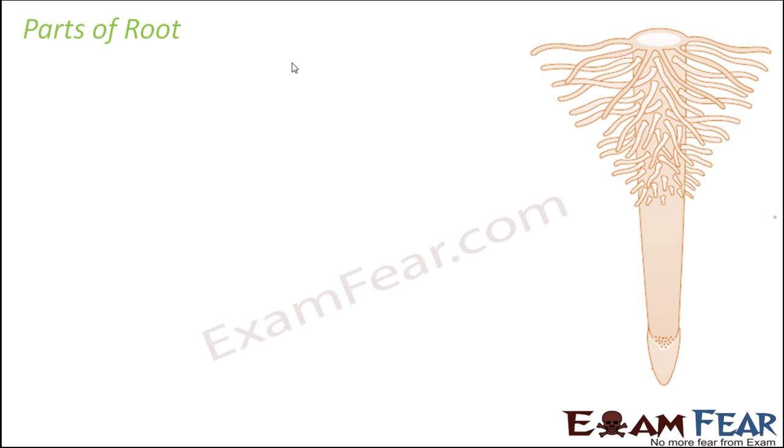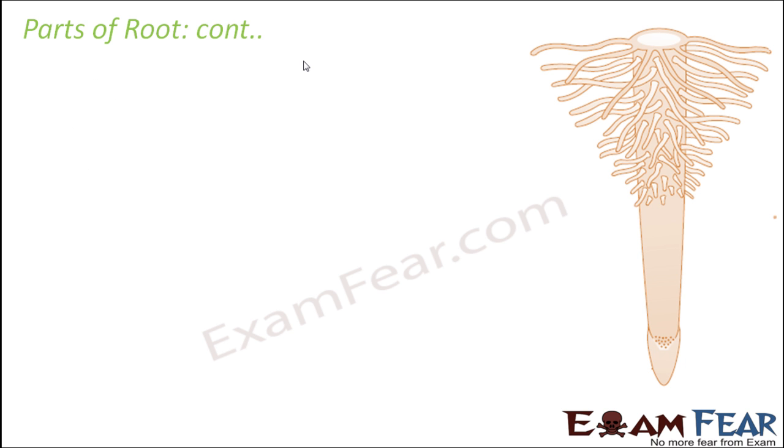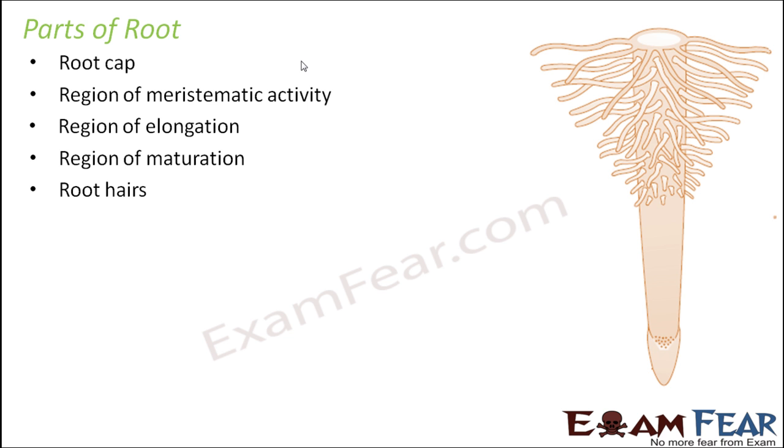Let us now talk about the different parts of a root. When we closely examine a root, we see that there are different portions into which a root can be divided. So here in this picture, you can have a close look at how a root looks when you observe it very closely. The different parts of a root are root cap, region of meristematic activity, region of elongation, region of maturation, and root hairs.